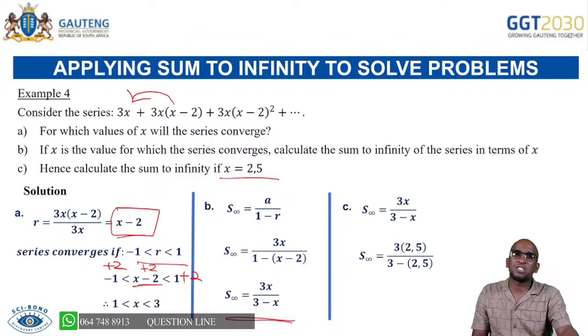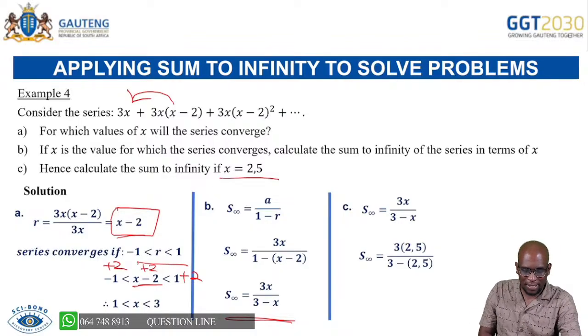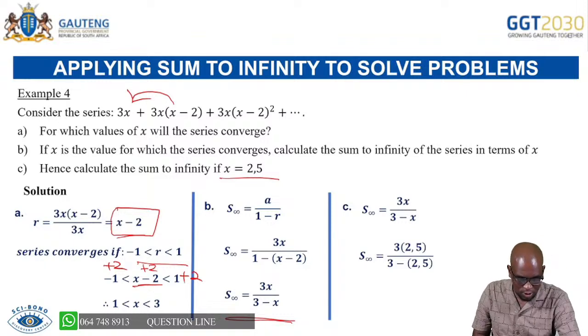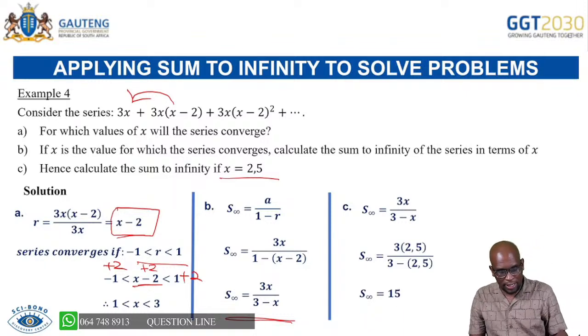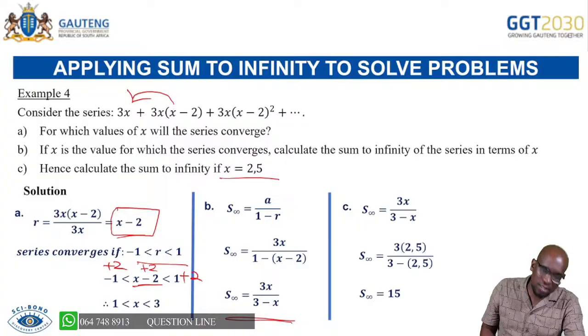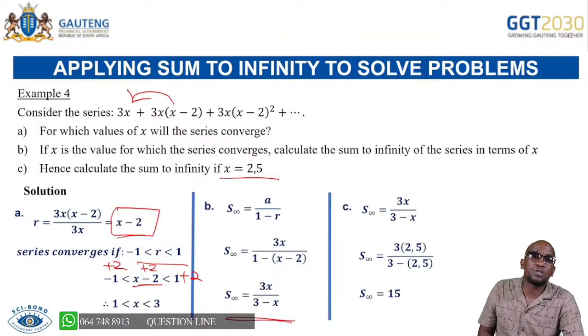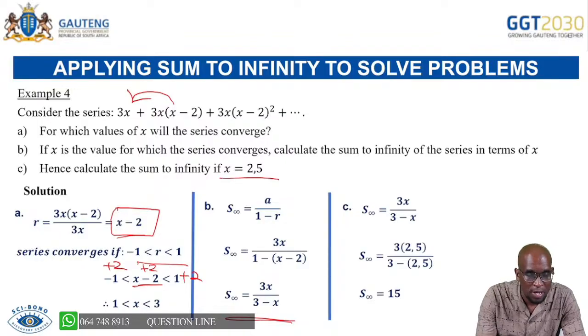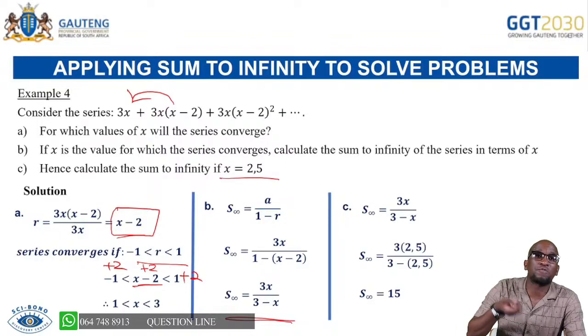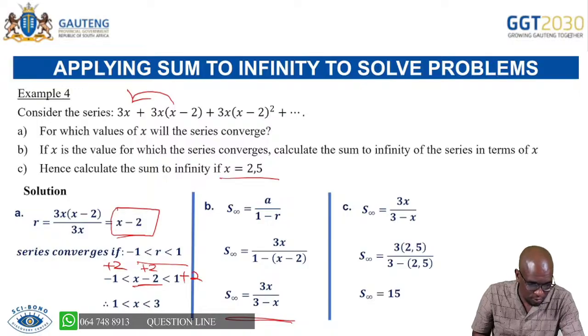The substitution is made there. Where there was x, there is now 2.5. So in order for us to then conclude, we can put this in our calculators. It gives us S sub infinity is equal to 15. Right, very nice problem. These are types of problems that you should familiarize yourselves with.